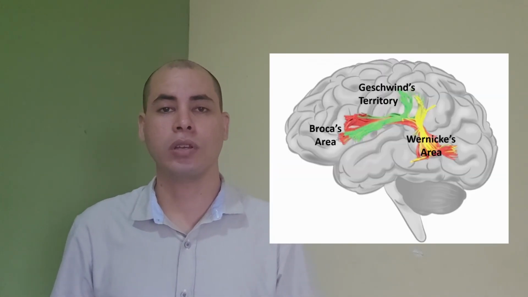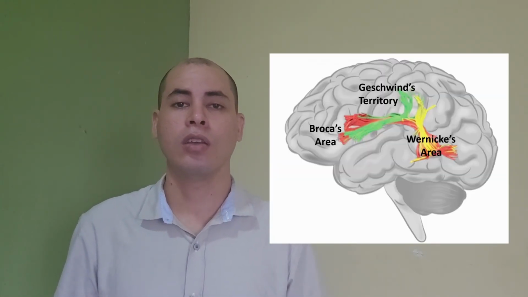The angular gyrus within the language network is also known as Wernicke's area of engagement. This is associated with semantic processing, such as deriving the meaning of words and understanding sentences. The angular gyrus is a visual memory center for words that turns written language into spoken language and vice versa. Damage to this area can result in conditions like dyslexia, where reading comprehension is impaired.